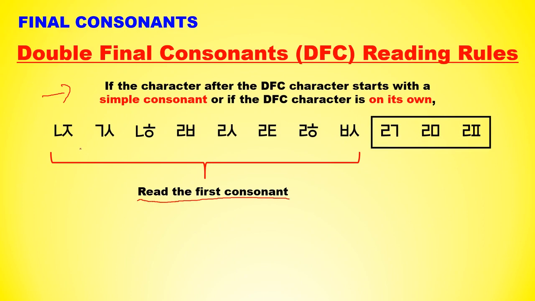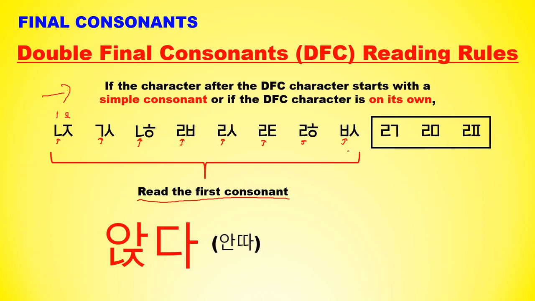Okay, what do I mean by first consonant? As you can see, there are two consonants in the double final consonants, right? And they're placed next to each other. If the one on the left is the first and the one on the right is the second, you're supposed to read the first consonant like this. Now let me explain using an example. This word was used as an example in the previous slide, and I said that this word is pronounced as anta. Now let's break down the reading rule slowly.